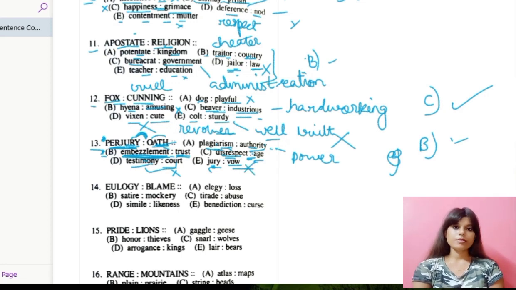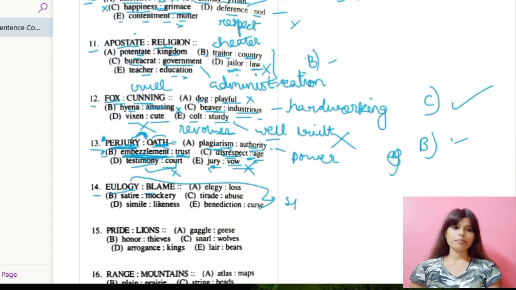Let us move over to number 14. Eulogy and blame. Now, eulogy means a speech or piece of writing that praises someone or something highly, especially a tribute to someone who has just died. It's kind of a speech or writing which actually pays tribute to someone, a person who has died.